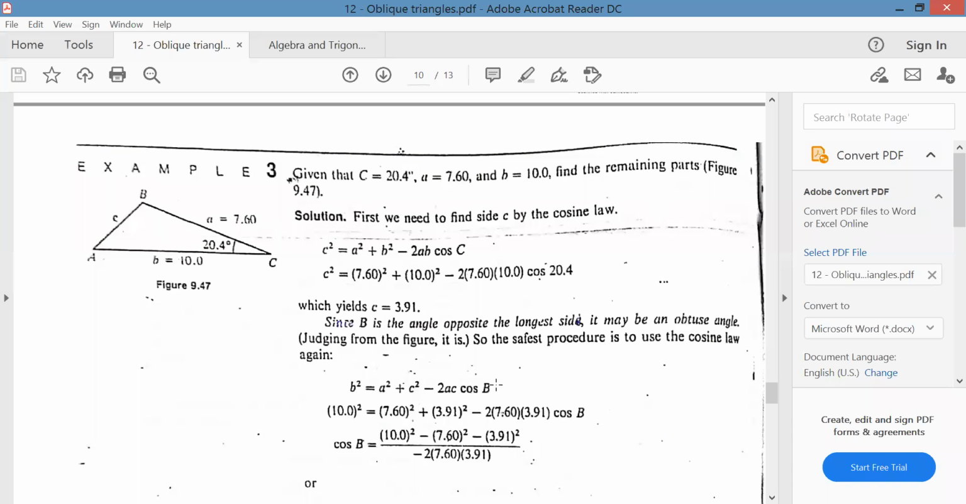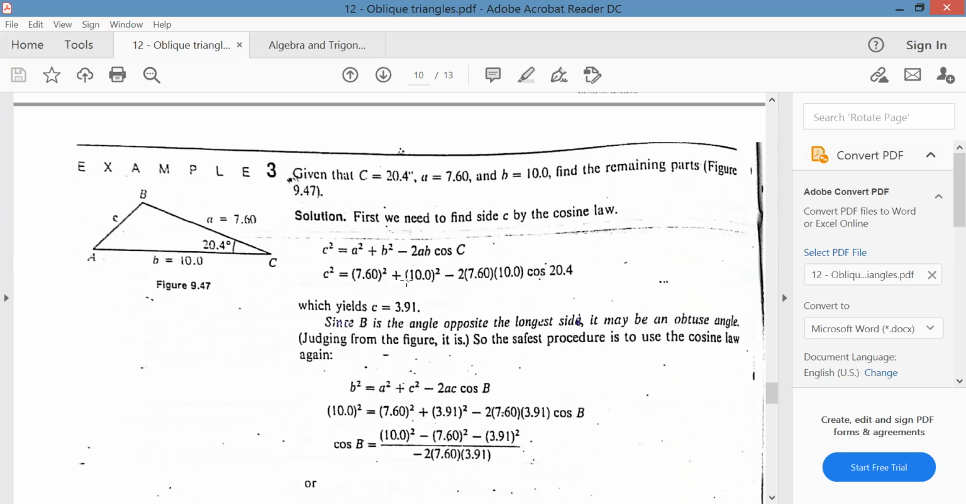Since B is the angle opposite to the longest side, it may be the obtuse angle, judging from the figure. So the safest procedure is to use the cosine law again. You know, B square is equal to A square plus C square minus twice the product of these two sides and cosine of the angle between them, that is B.